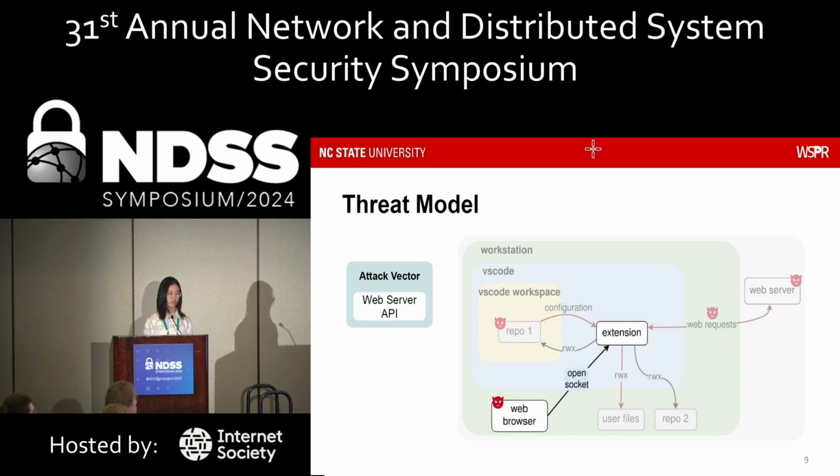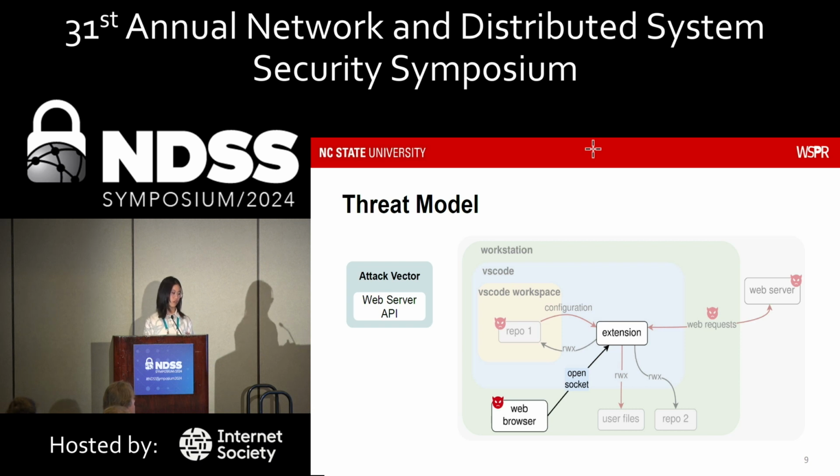And then we have our third attack vector, which is web servers. Extensions can open a WebSocket, which can spin up a web server. And if the user also happens to open a malicious website in their web browser, this malicious website could target this open socket and inject data through that.